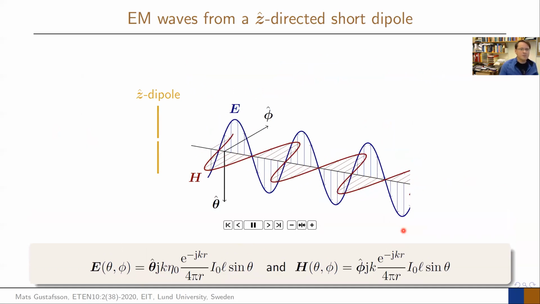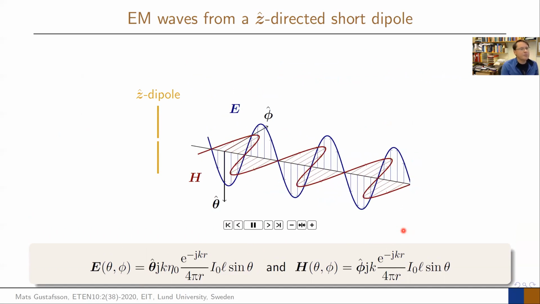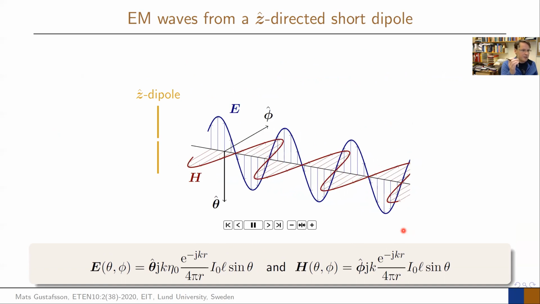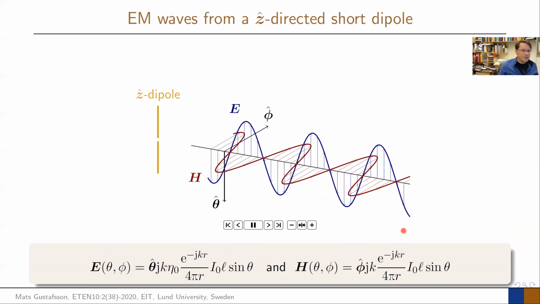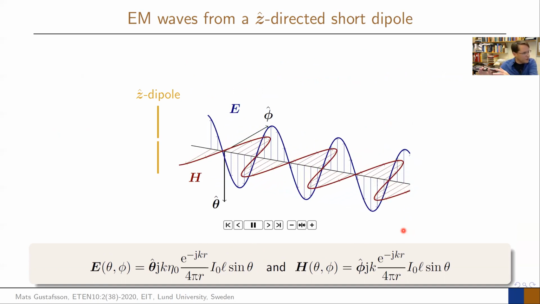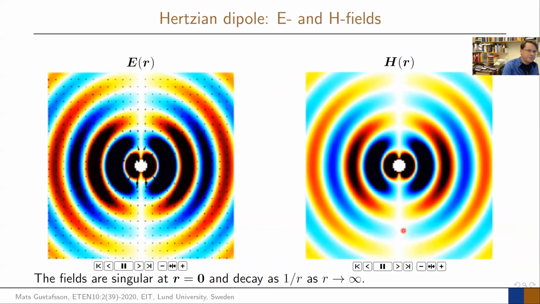And this is how it looks. So this is the typical radiation from a Z-directed dipole. The electric field points in the same direction basically as the dipole, and the magnetic field is perpendicular to it. That is this phi direction and theta direction of that one. And then it's moving away from your dipole. That is how the radiation looks.